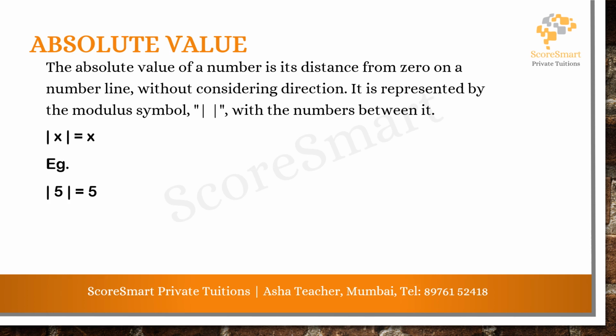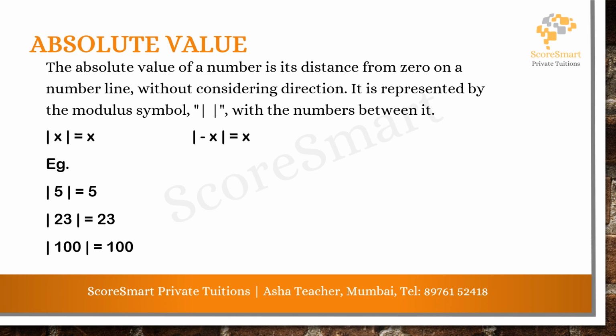For example, modulus of 5 is 5. The distance of the number 5 from 0 is 5 units. Modulus of 23 is 23. Modulus of 100 is 100. Modulus of any positive number is positive.